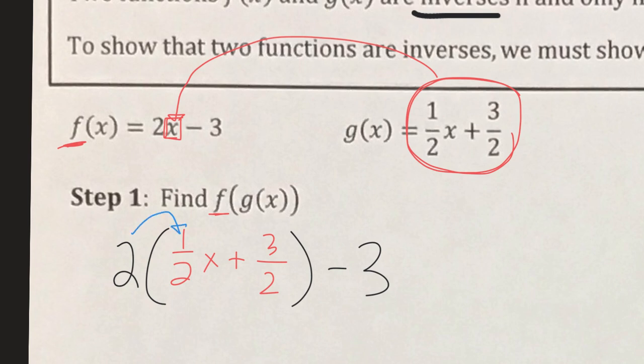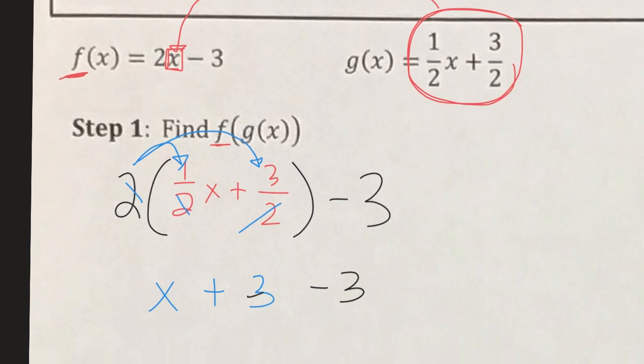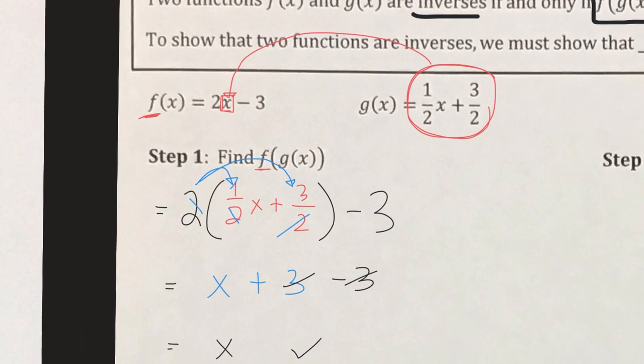What is 2 times 1/2? Well, that's just 1, right? Because 2 divided by 2 is 1. And what is 2 times 3/2? 2 times 3 is 6. 6 divided by 2 is 3, right? So it divides out. And then minus 3, I still have my minus 3 from my original equation. So what's 3 minus 3? 0, and I'm just left with x. Right? That's exactly what we want. If our functions are in fact inverses, the composition will simplify down to just x.